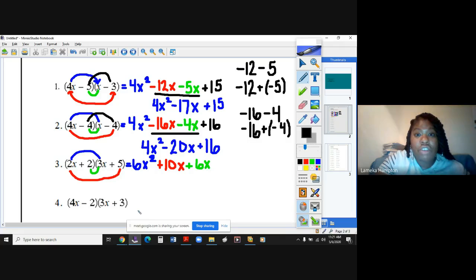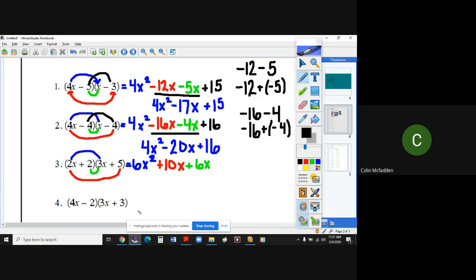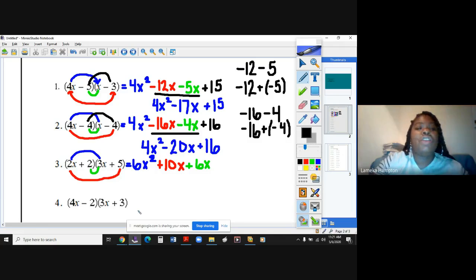And if you don't know, just say, Miss Hampton, I don't know. I don't know, Miss Hampton. Okay. I want you to look at the pattern. I want you to look at number one, and I want you to look at number two. Remember, this is nothing more than a repeated pattern. So I want you to look at what's in the black. You see, I'm using the same colors to represent what you're multiplying.